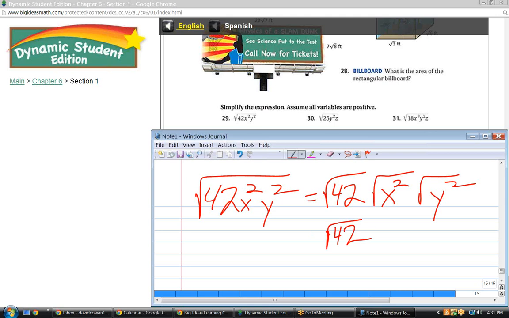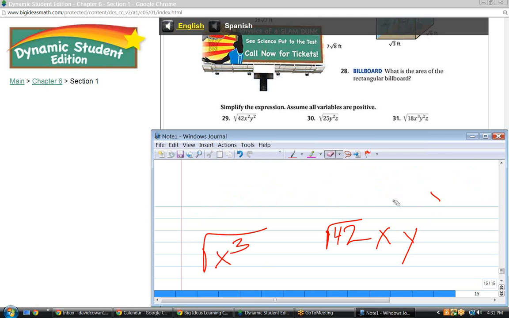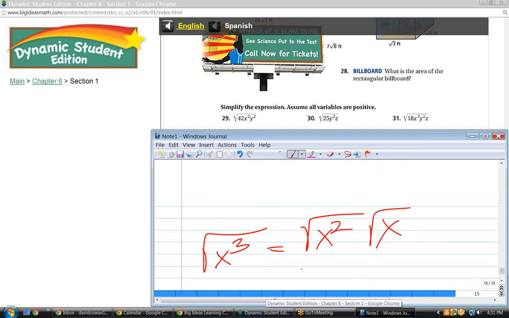Yeah. It's the square root of x squared. And then the square root of x. And what's the square root of y squared? What's the square root of x cubed? X squared? Well, it's the square root of x squared times the square root of x, right? Yeah. Which makes it x root x. Oh, okay.